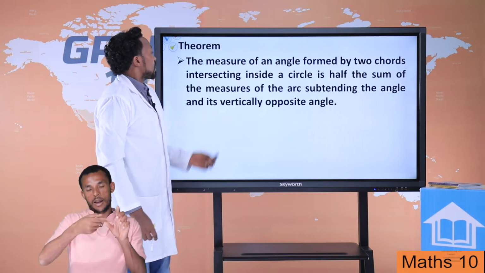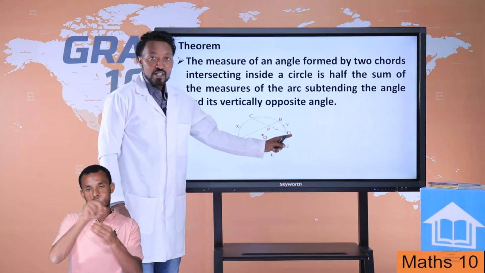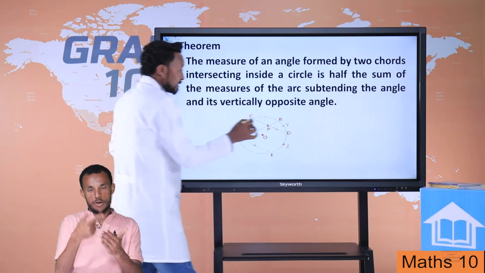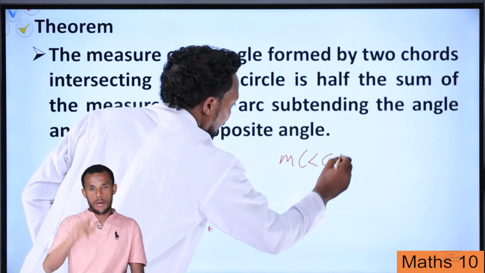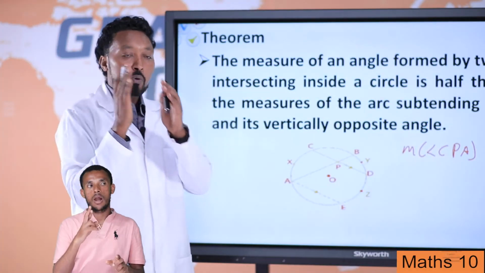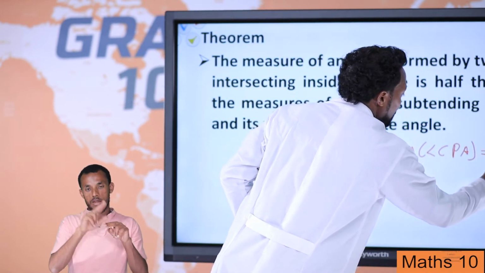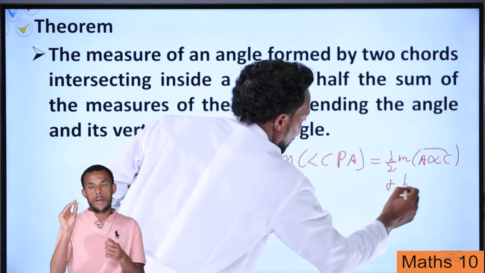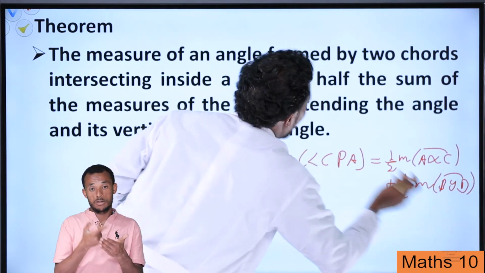The next theorem: the measure of an angle formed by two chords intersecting inside a circle. There are two chords CD and AB that intersect at P. Therefore, the measure of angle CPA and the vertical opposite angle PBD are equal. Therefore, it is a vertical opposite angle. This angle is the same as half of the intercepted arc, half of the measure of arc AXC plus half of the measure of arc BYD. This is the idea of this theorem.